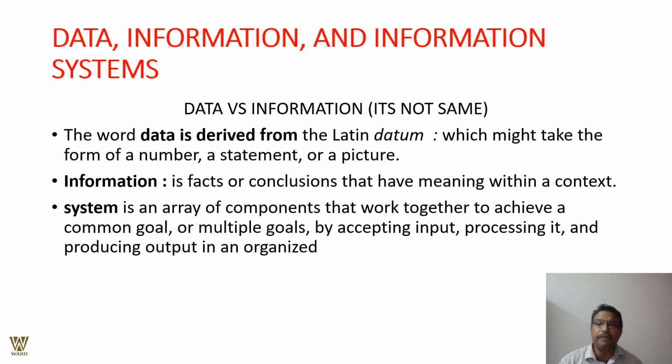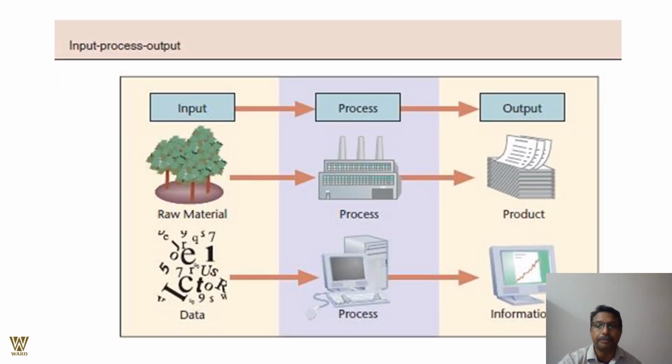The word data is derived from the Latin word datum, which might take the form of a number or probably a statement or probably a picture. There's a lot of things stuffed around there. Information is the facts or the conclusion that have a meaning within the context. Did I say sequence those data, prioritize those data? A system is an array of components that work together to achieve a common goal, perhaps multiple goals, by accepting inputs, processing them, and producing the output in an organization thereby.